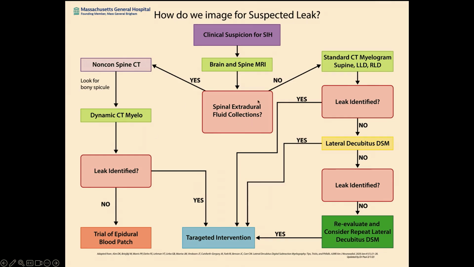Now, if there's no SLEC on that total spine MRI, we're going to do a standard CT myelogram, and we will position the patient in supine, left and right lateral decubitus. If we see the leak, the patient will be treated. If no leak on the standard myelo, we go on to a lateral decubitus digital subtraction myelogram. If we see a leak, we treat. If not, then consider repeating the myelo or blood patching.